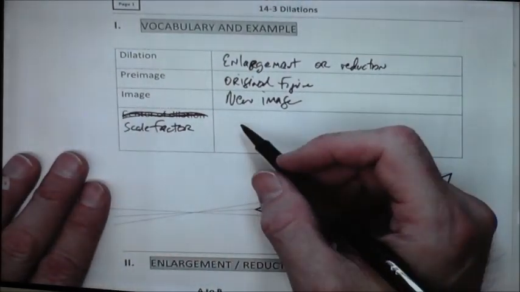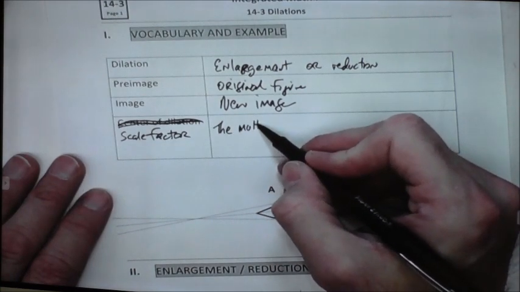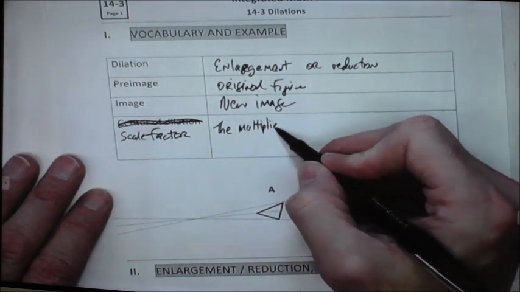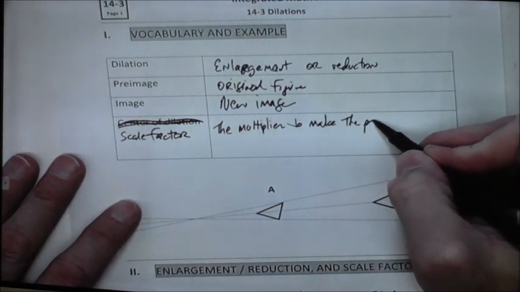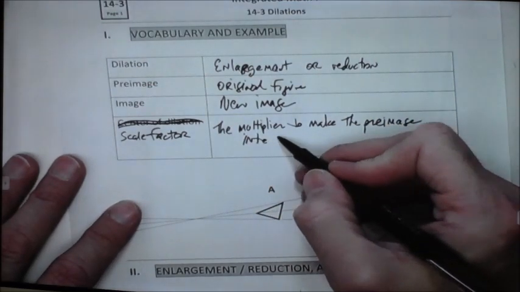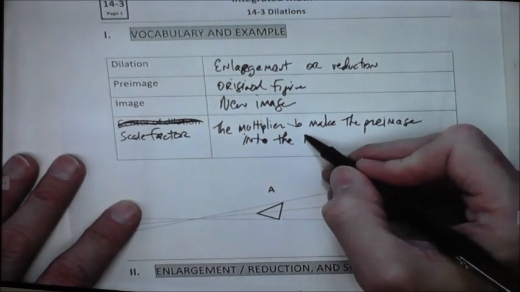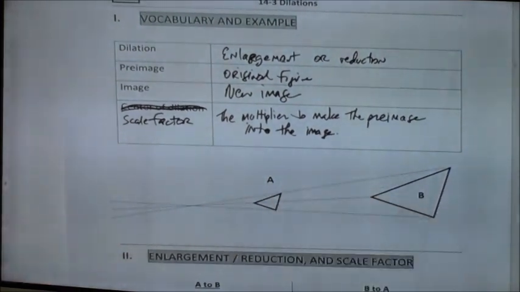The scale factor is going to be the multiplier to make the pre-image into the image. So it's a number that you multiply.